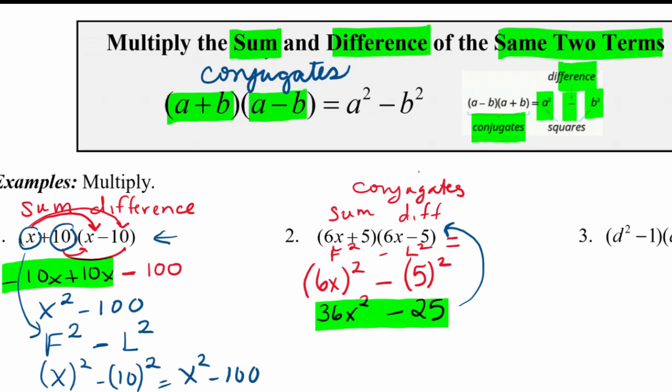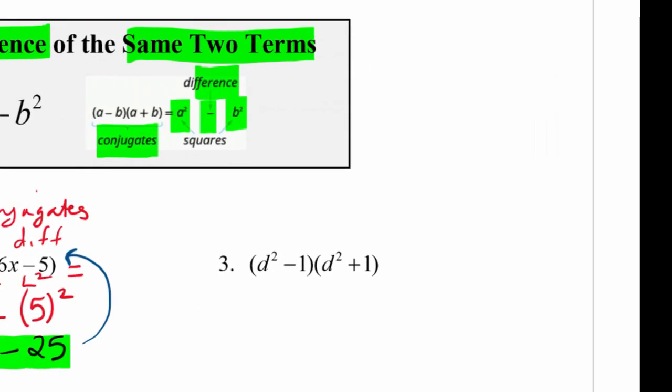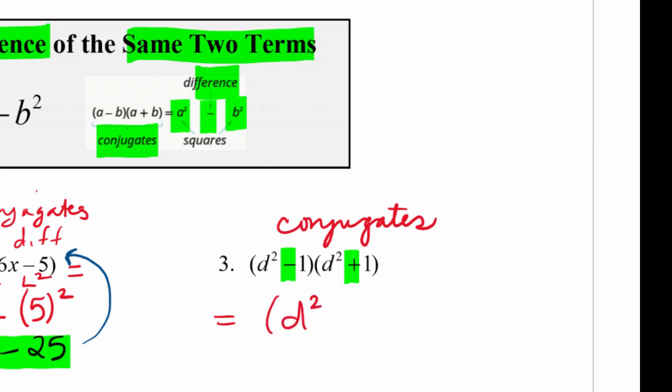Okay, number 3, once again, we have conjugates, don't we? We've got two binomials where the two terms are the same but the signs are opposite. One's a plus and one's a minus. And so according to our special product, we should be able to square that first term minus square that last term. And squaring d squared, we know that's a power rule, so that will be d to the 4th minus, and 1 squared will be 1.